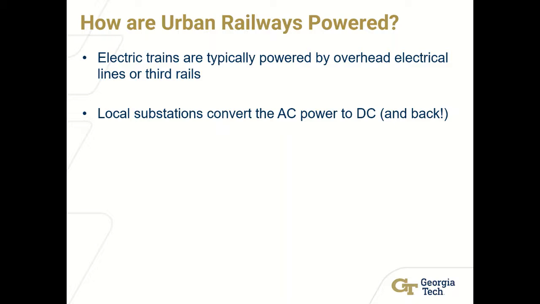Electric trains can be powered by either AC or DC, alternating current, direct current. Because we're looking at urban railways, we're going to be focusing primarily on DC current today. And these trains can be powered by overhead electrical lines or third rails. And local substations are required to convert the AC power from the grid to direct current to power the trains. And as we'll talk about later, they're also responsible for converting it back from DC to AC.